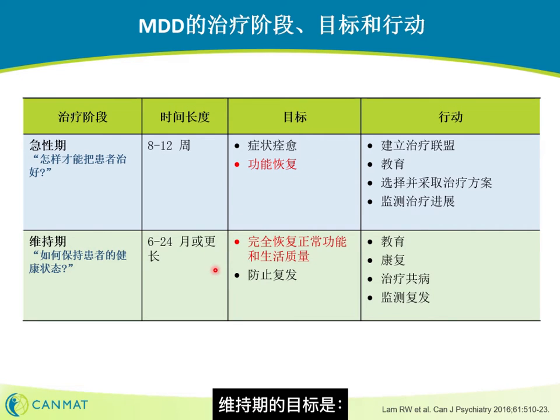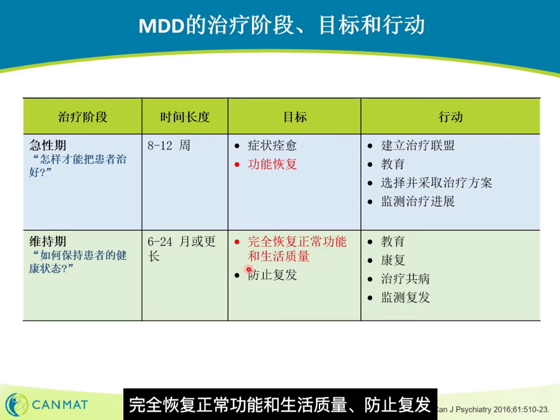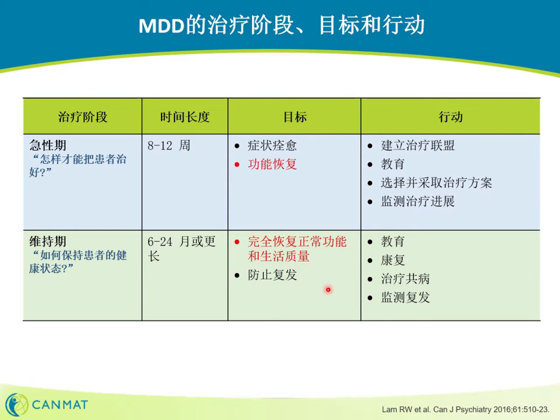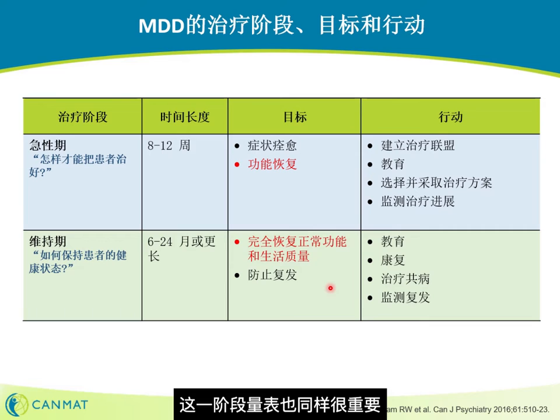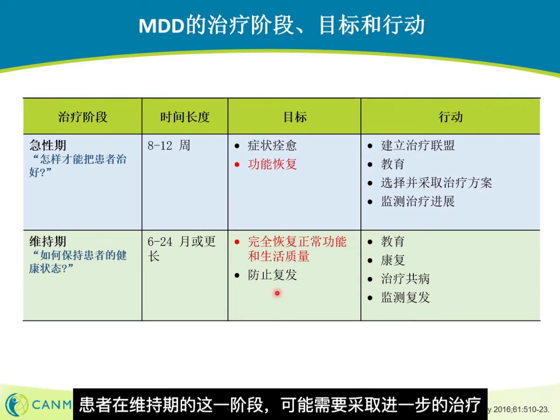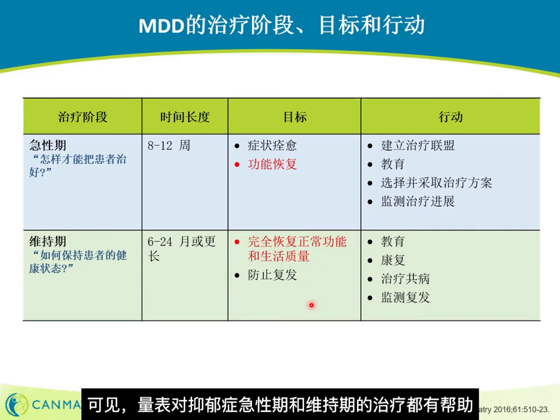For the maintenance phase, the objectives are to return to full functioning and quality of life and preventing relapse and recurrence. And so that's where scales can be helpful as well, to ensure that functioning returns to normal, and also to monitor in case symptoms start returning for patients who might need further treatment during this maintenance phase. So scales can be useful for both acute treatment and for maintenance treatment of depression.